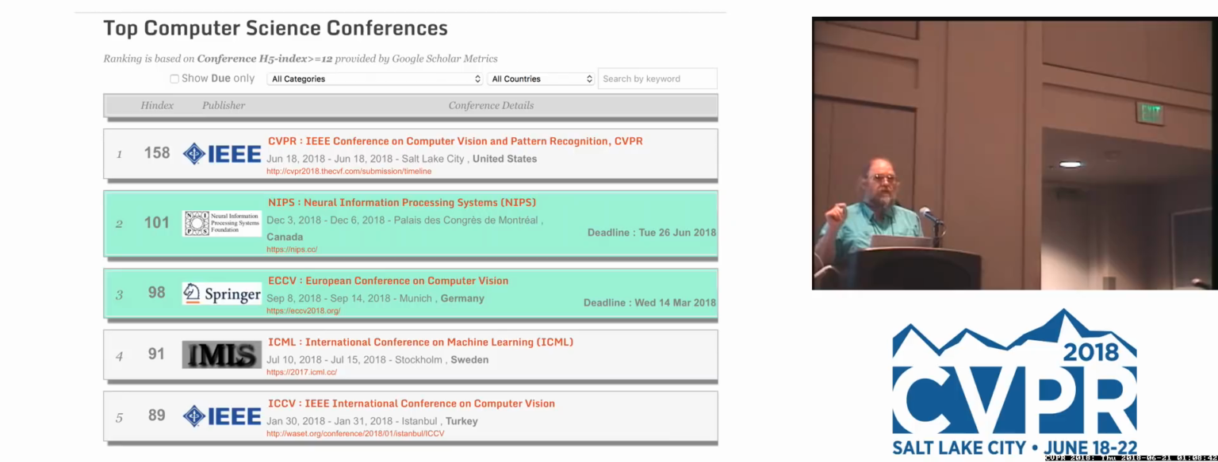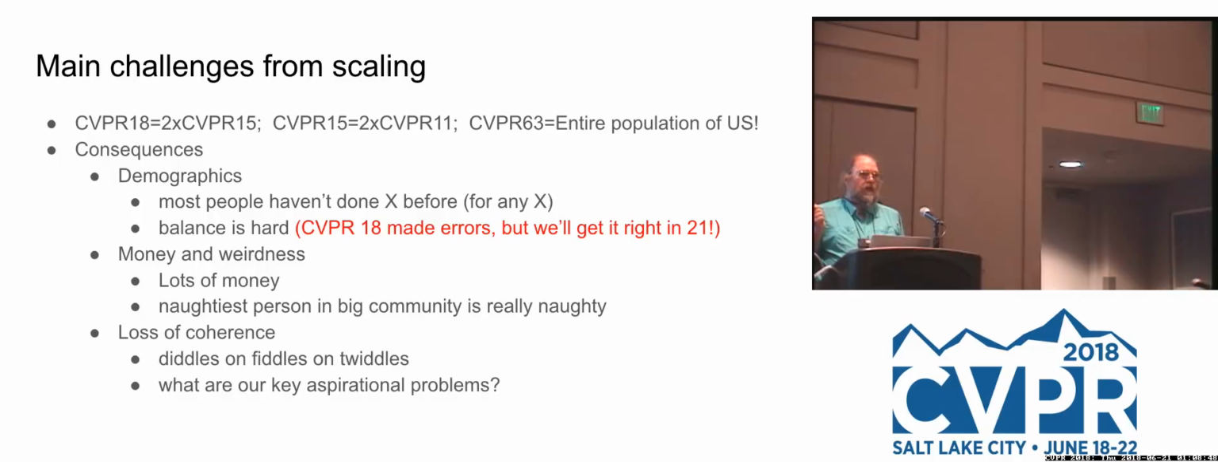But we have massive challenges from scaling. CVPR18 is twice as big as CVPR15. CVPR15 was twice as big as CVPR11. CVPR63 will be the entire population of the United States. I look forward to it because the intervals between my being program chair are getting shorter and shorter. So I will be program chair in 2063 when I will be 100 years old. There are consequences to these kinds of scaling.